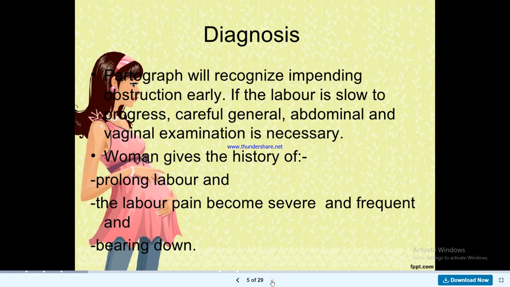Diagnosis. Partogram will recognize impending obstruction early. If the labor is slow to progress, careful general, abdominal and vaginal examination is necessary. The woman gives the history of prolonged labor, and the labor pain becomes severe and frequent, and bearing down is also difficult.